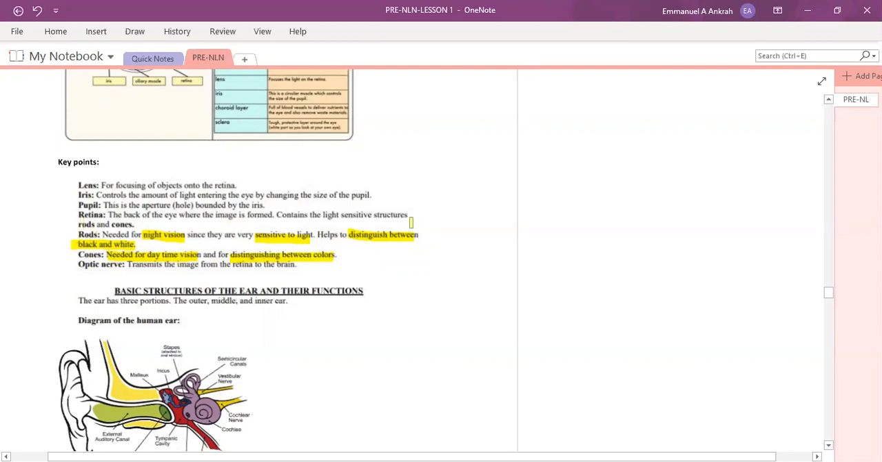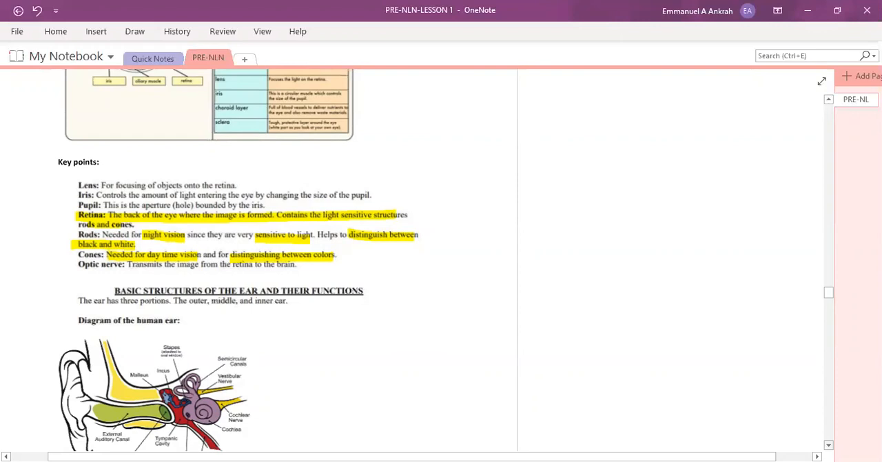So those are two things that you should remember. If you forget everything about the eye, don't forget the rods and cones in the retina. Very important question that they like to ask. So we'll be seeing that in questions shortly.